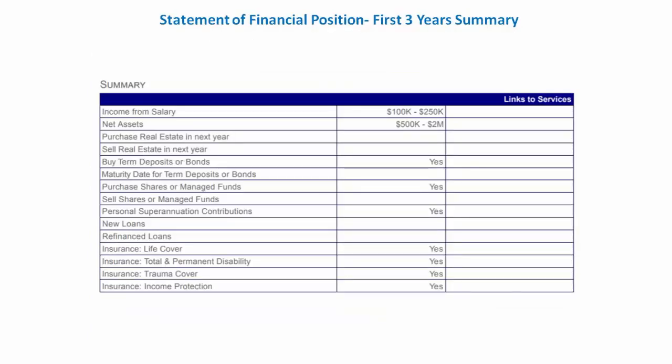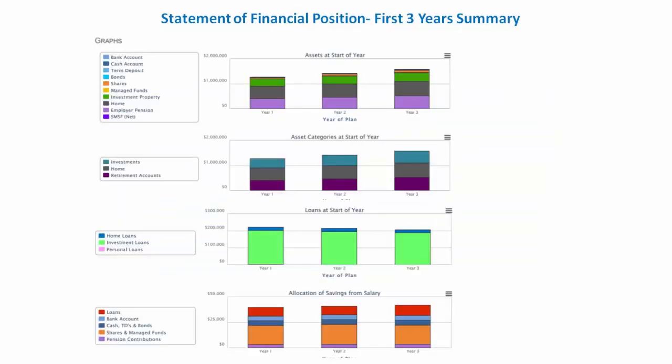The summary places your salary and net assets in a bracket and lists which assets you buy or sell during the first 3 years. The section on the right allows you to write notes. The final slide is a graphic overview of assets at the start of the year, asset categories at the start of the year, loans at the start of the year, allocation of savings from salary.